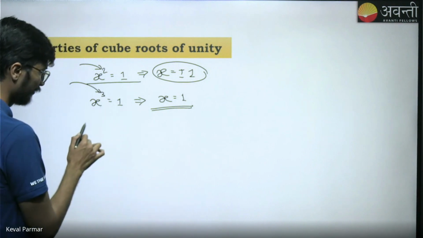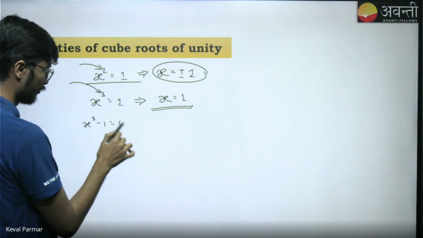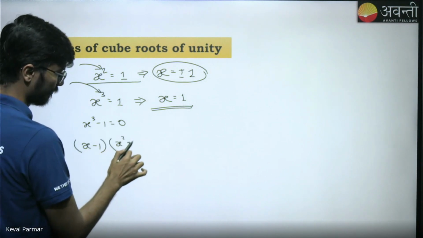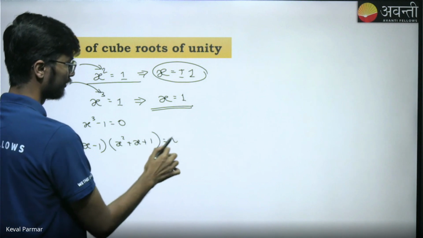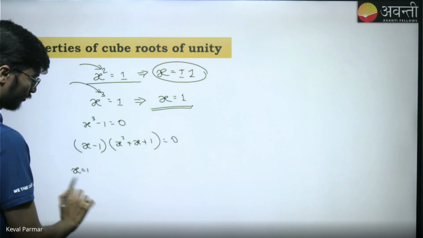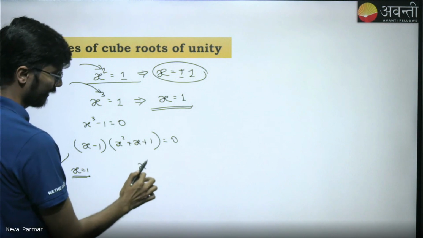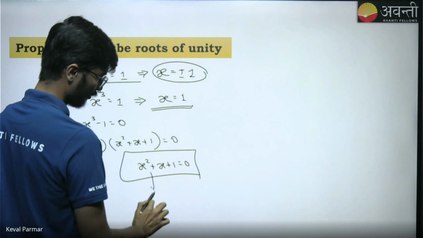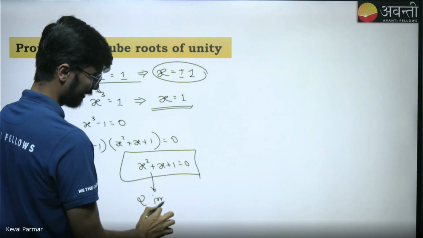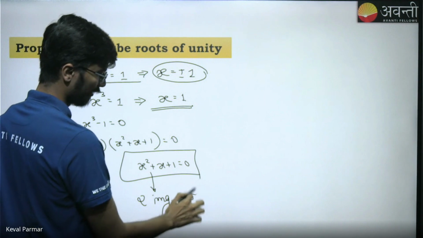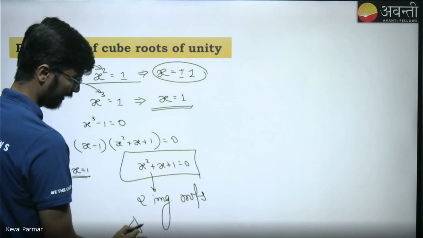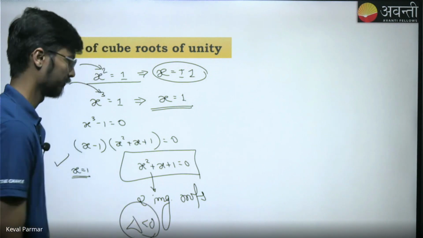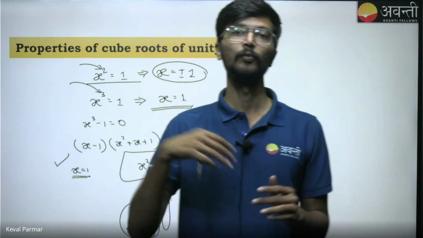So how to factorize this? We take x cube minus 1 equals 0. Using a cube minus b cube, we have x minus 1 into (x square plus x plus 1) equals 0. So here we got one of the roots, which is x equals 1, and second, x square plus x plus 1 equals 0. Here we'll get two roots, which are two imaginary roots. Why? Because its discriminant, b square minus 4ac, is less than 0. So this is the basic idea of cube roots of unity.